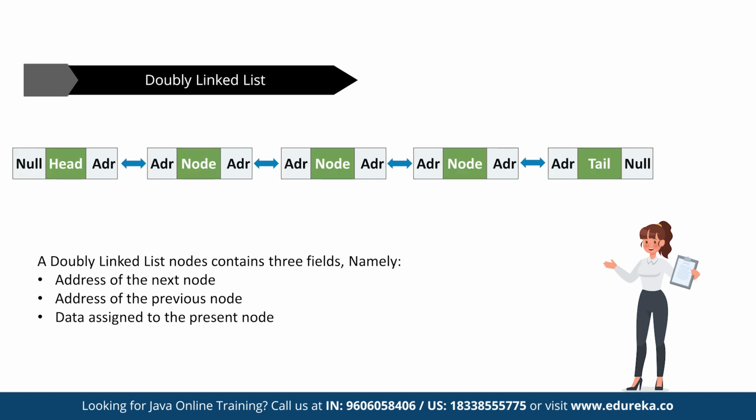Then the second type of list is the doubly linked list, which we also call bidirectional. It contains both the address of the next node and the address of the previous node, along with the data as well.